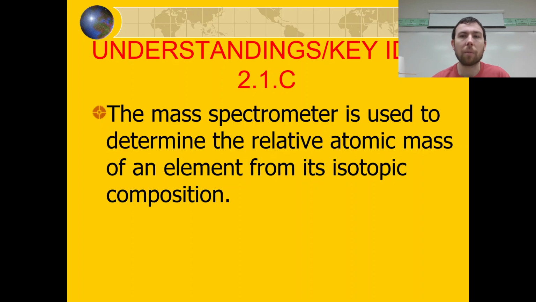A mass spectrometer is something that's used to determine the relative atomic mass of an element from its isotopic composition, right? You think about all the average atomic masses that are on the periodic table. Those have been experimentally determined using a mass spectrometer by looking at that isotopic composition of the element. So let's just dive into it. What exactly is a mass spectrometer? What does it do? And how does it help us understand this?